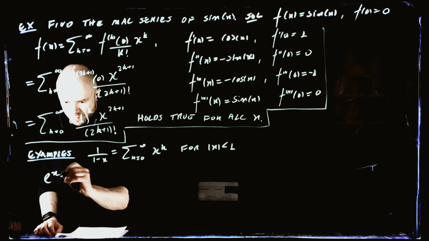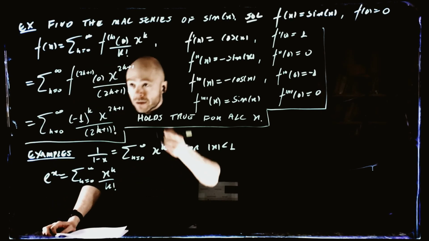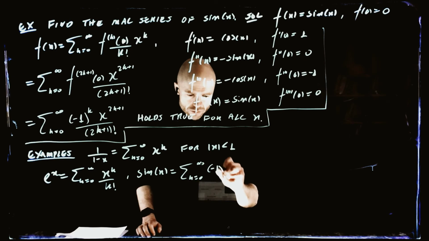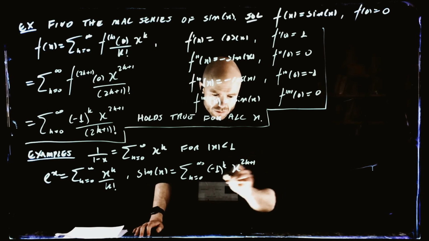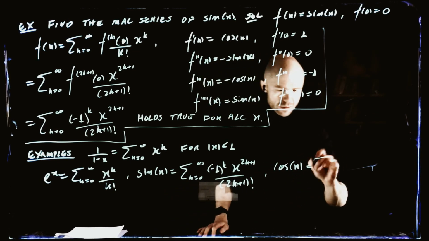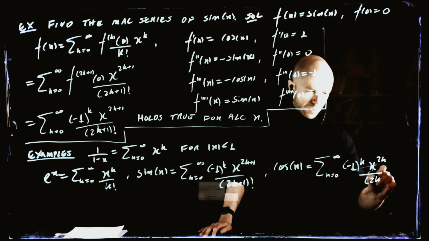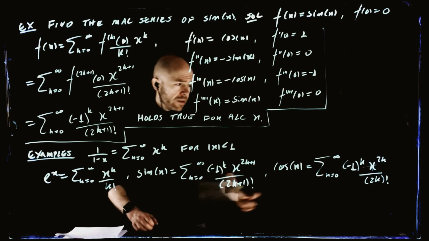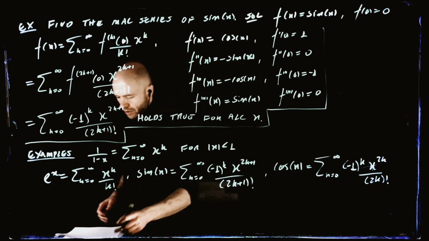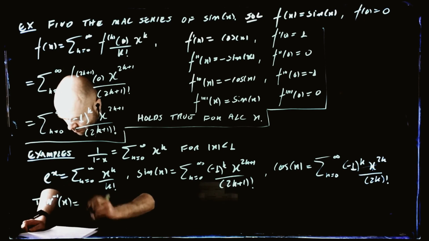So e to the x we've just learned. Sine we just learned. Let's write it again. Cosine is like this, and you work it out in exactly the same way. Notice that this is an even function. As we let x be either minus x or x, it doesn't notice, because of the even powers. It's an even function, which is what you'd expect. Tan to the minus 1 is this thing.